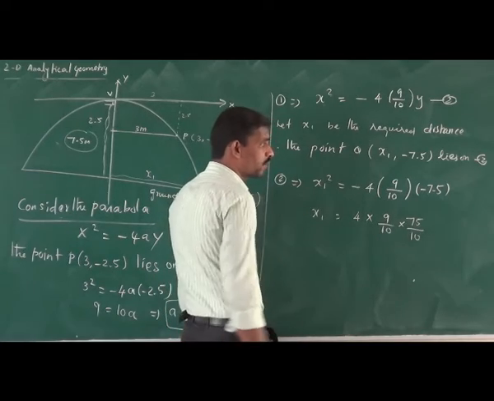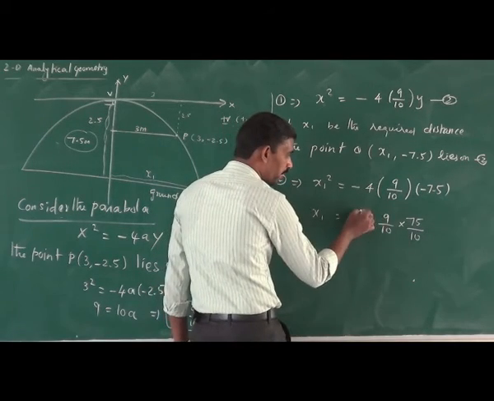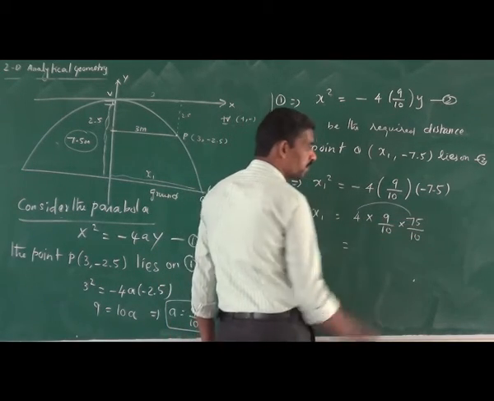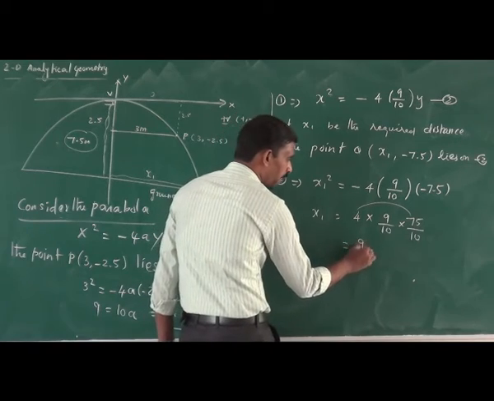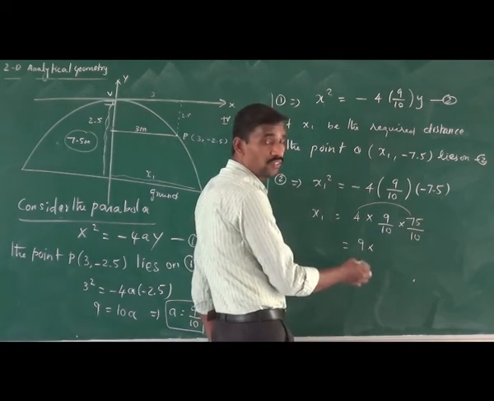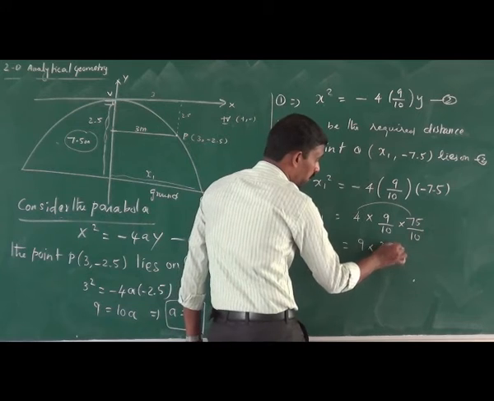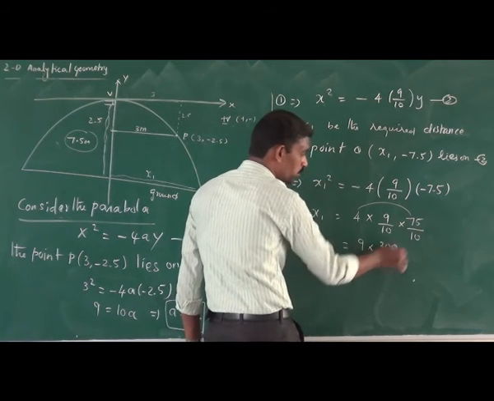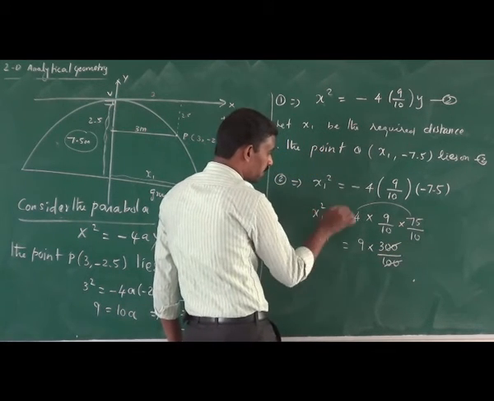By simplifying this one, we get easily, we take 4 into 75. So 9 into 4 is 36, 75 into 4, we know 2 times 75 is 150, 4 times 75 is 300. So 300 divided by 100, so the 20s will be cancelled. This is, sorry, x1 squared.